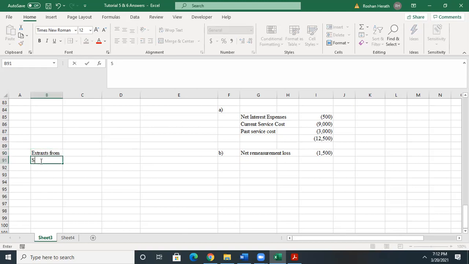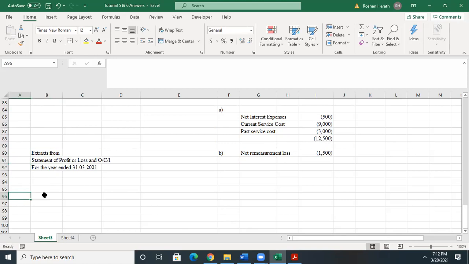Statement of profit or loss and other comprehensive income for the year ended 31st March 2021. Usually you show them under one heading, but here we may show them in a more elaborative way. Under the finance expenses, if you show one figure, that is good enough. But let me show them in the more elaborative way.